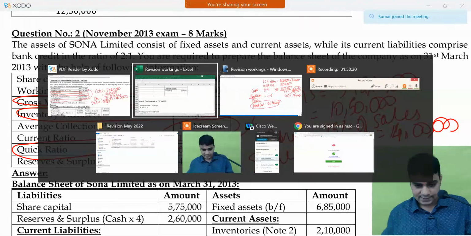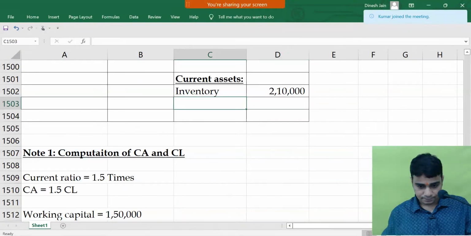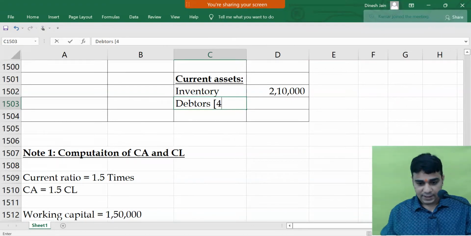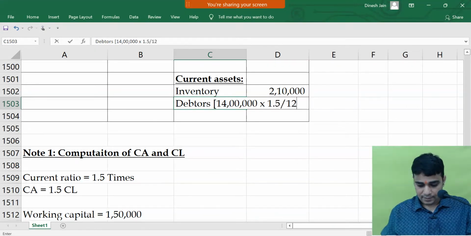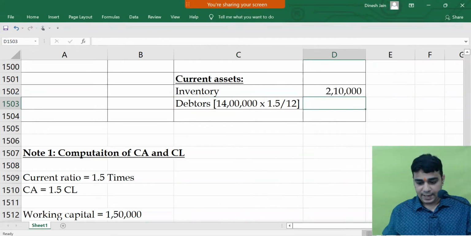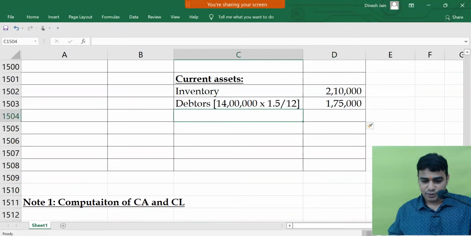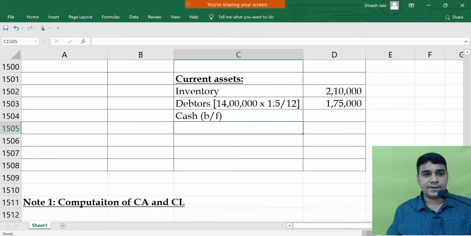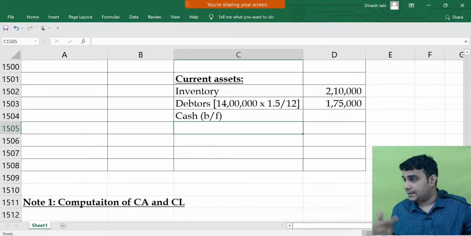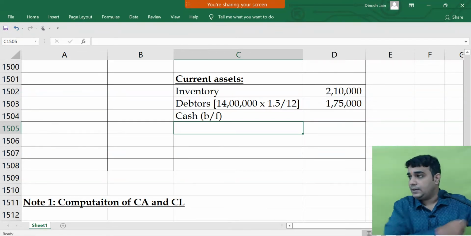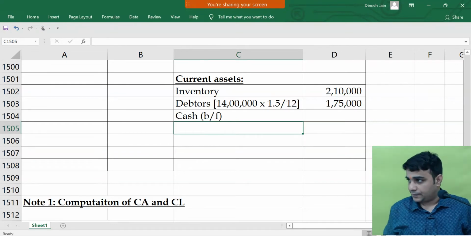So debtors is 14 lakh into 1.5 by 12. I don't have any other information, so I'm going to write cash at bank as a balancing figure here. This is a balancing figure of the current assets, okay? This is not the balancing figure of the balance sheet. This is a balancing figure of the current assets.